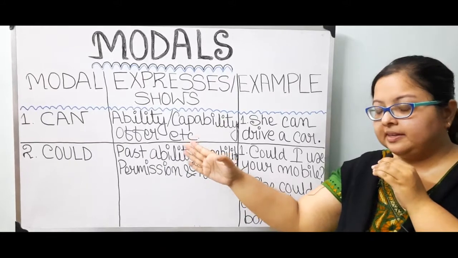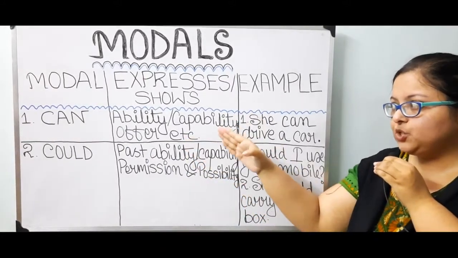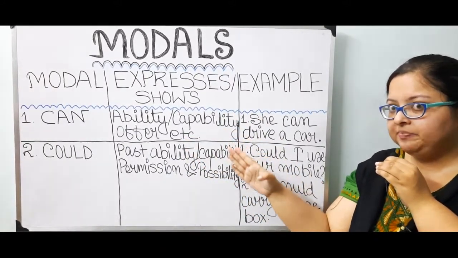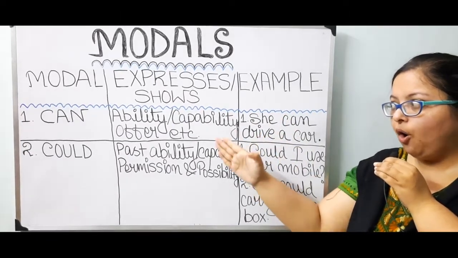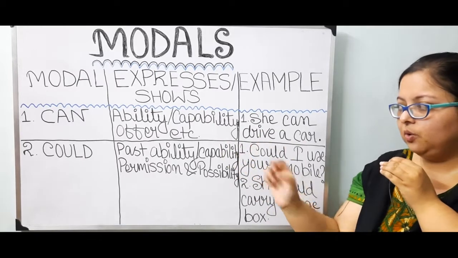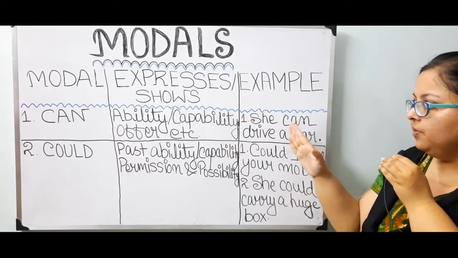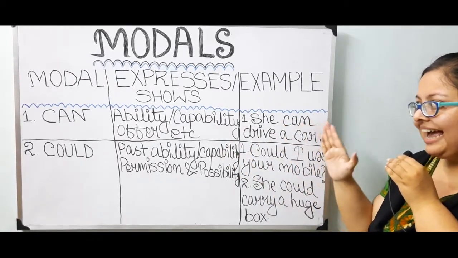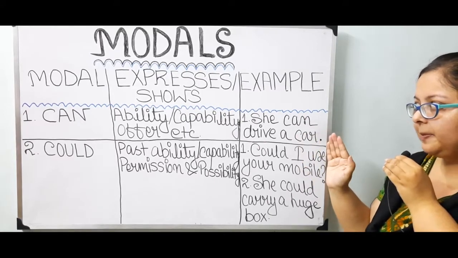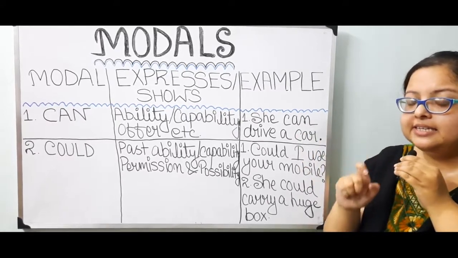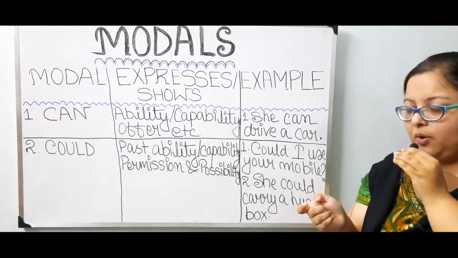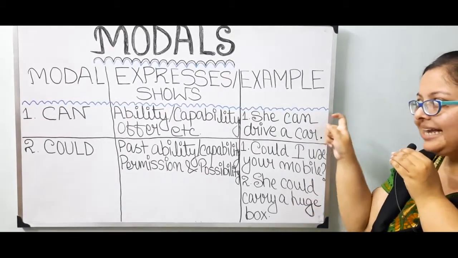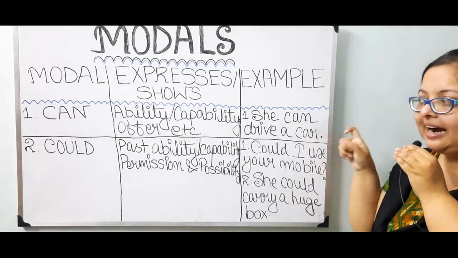Number 1. Can. It expresses ability or capability or offer, etc. Now, number 1. She can drive a car. So basically, it is someone's ability that is reflected. So, she can drive a car.